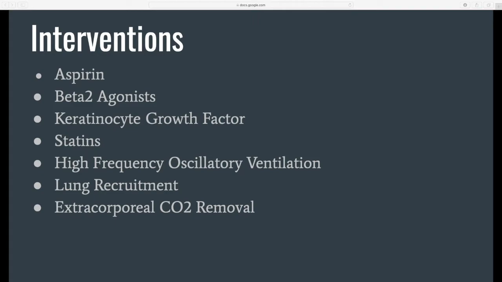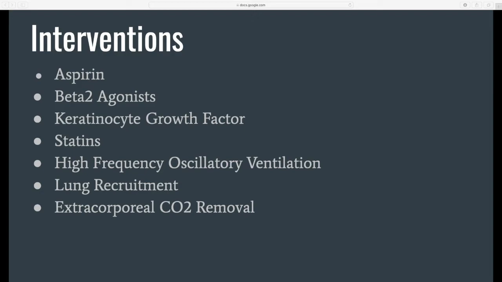Beta-2 agonists were thought to reduce alveolar flooding. There was an increased mortality at 28 days, with growth factors possibly accelerating alveolar epithelial repair. Again, higher mortality at 28 days. Statins were thought to reduce inflammation and progression of lung injury. There was no significant difference between the two groups.